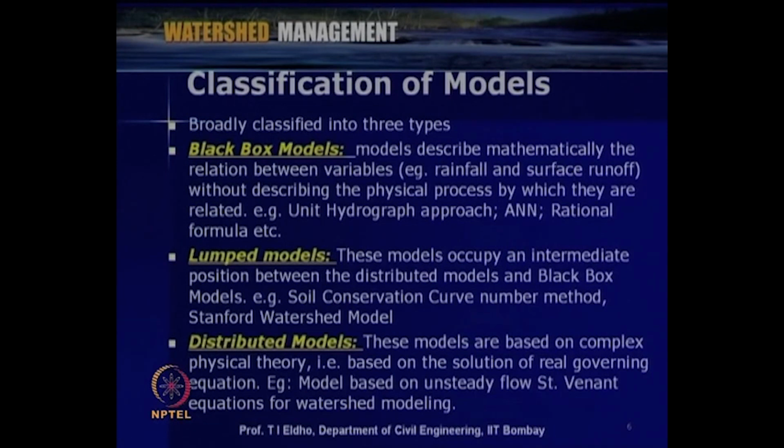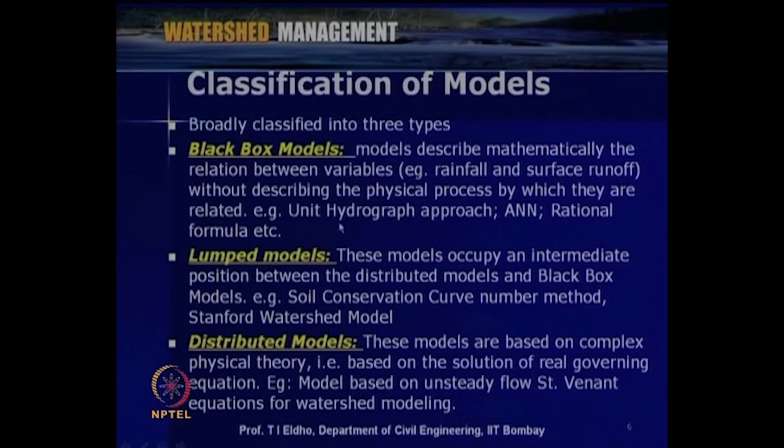But that kind of model will not consider all the physical processes taking place within the watershed. For example, the soil conservation curve number method, which we will be discussing in today's lecture, is a lumped model, and the Stanford watershed model is a lumped model, and these mass balance type models are all lumped models.